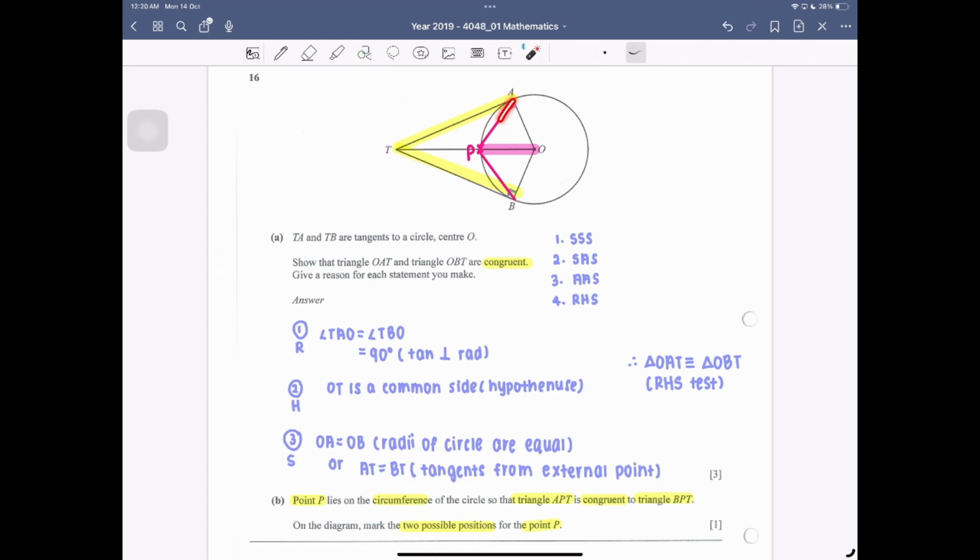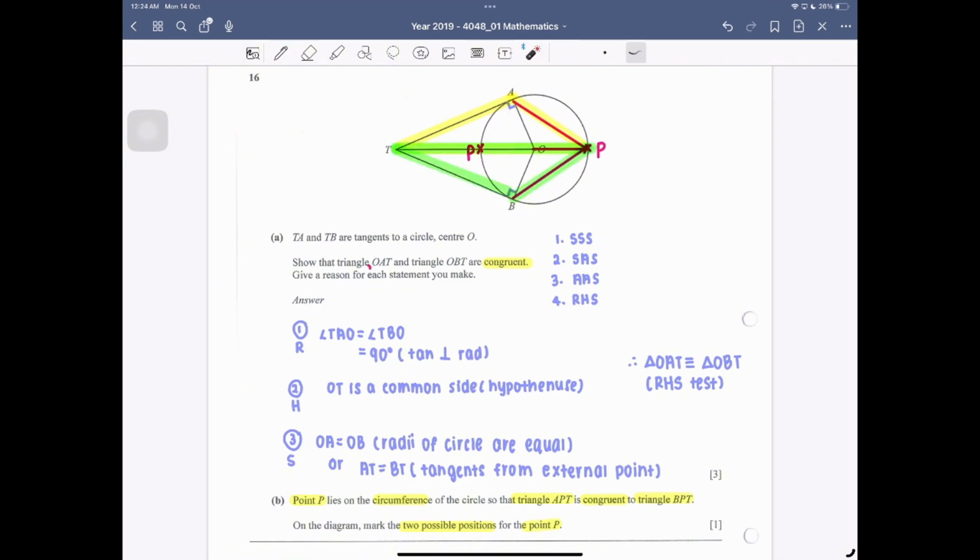This triangle will be equal to this triangle, because this is the radius, so they have the same side. Then this length and this length are the same because they are tangents from external point, and the last one, they have equal length for the common side. Another way to get the next point P is to use the same radius, but extend it to the other side. So here is your other point P.